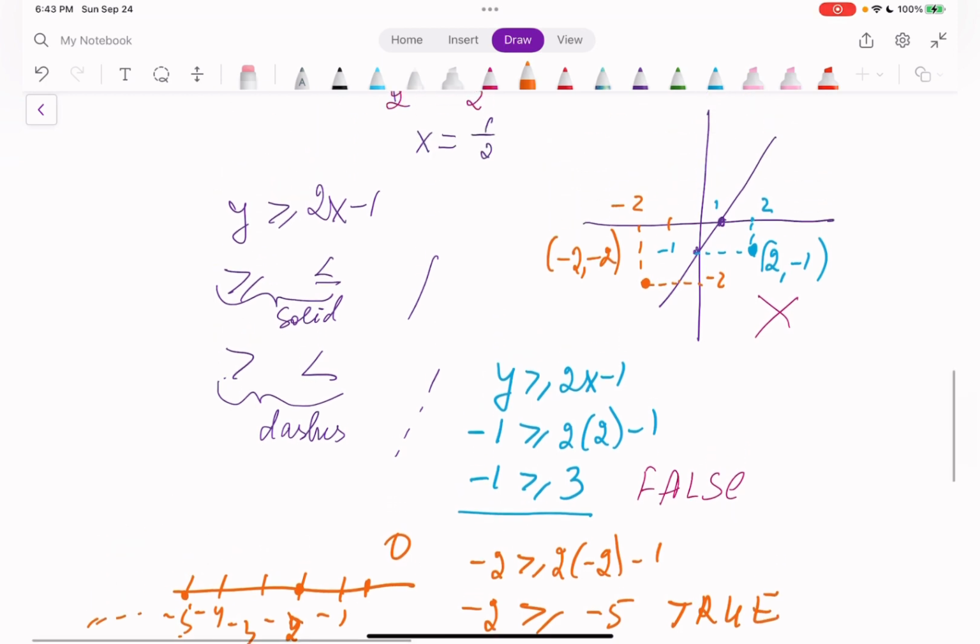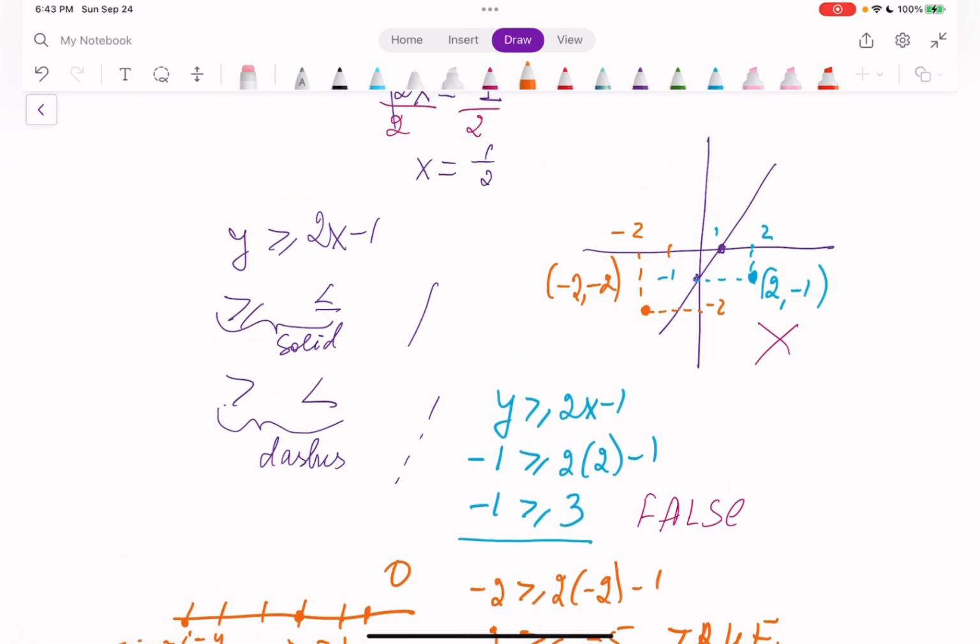Which means this side, let me take a color, this side that I will shade, is going to be the right answer. Okay? All right. So this is how it's going to work.